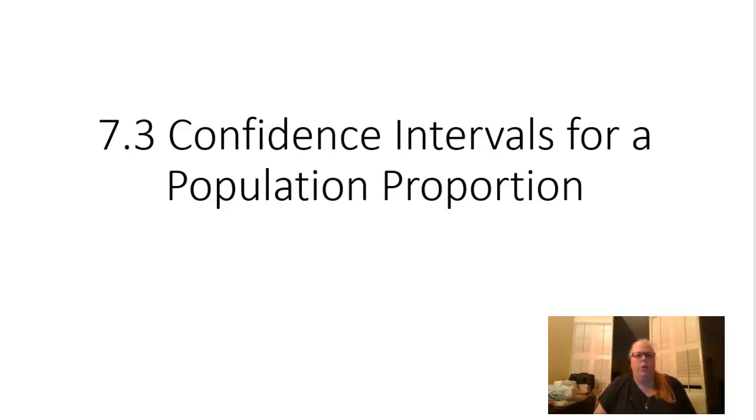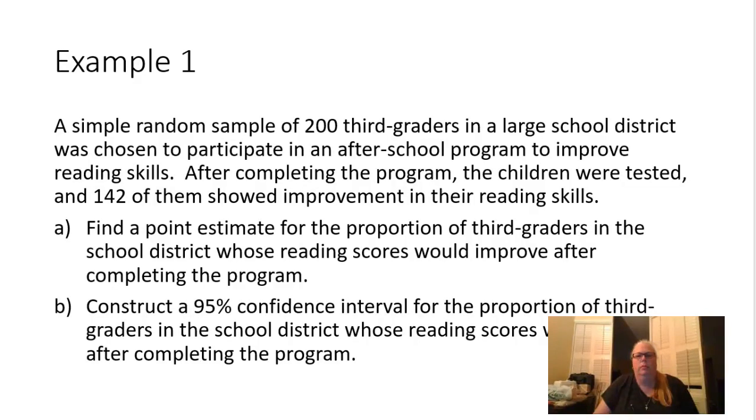These examples go with lesson 7.3, confidence intervals for a population proportion. Example 1. A simple random sample of 200 third graders in a large school district was chosen to participate in an after-school program to improve reading skills. After completing the program, the children were tested, and 142 of them showed improvement in their reading skills.